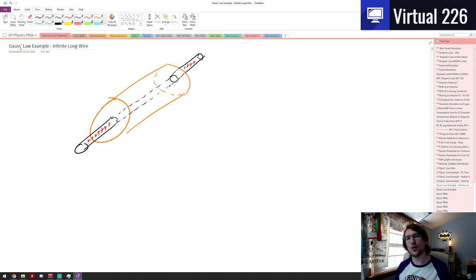Okay, so what we've got going on here is another example of Gauss's law, but we're switching it up this time. No more spheres. What we're going to look at is an infinitely long wire, a wire that stretches forever, or as close to forever as we can make.